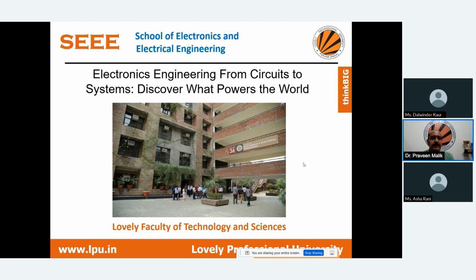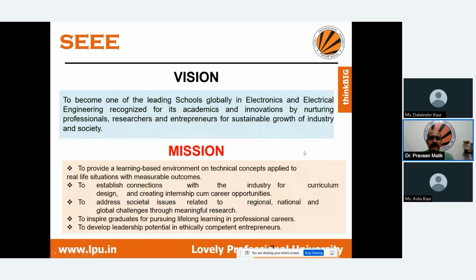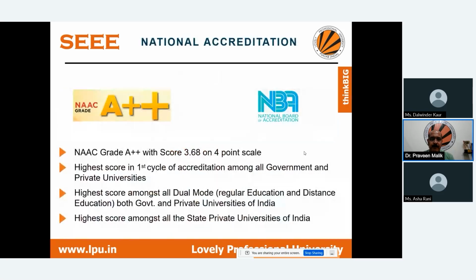Okay, so let me first introduce the School of Electronics and Electrical Engineering. Our vision for the SEEE, which is the School of Electronics and Electrical Engineering, is to become one of the leading schools globally in electronics and electrical engineering, recognized for its academics and innovation, by nurturing professionals, researchers, and entrepreneurs for the sustainable growth of the industry and society. And following are the missions which we require to accomplish the vision of our school.